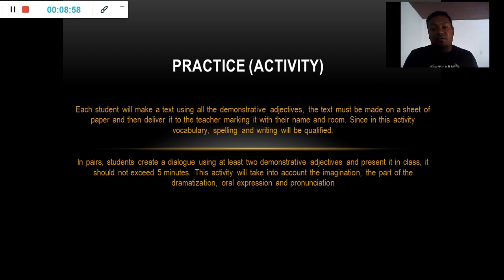This is the same activity as the first activity in lesson plan 1. In the second activity, in pairs the students create a dialogue using at least two demonstrative adjectives and present it in front of the class. In this activity, the teacher will take into account the dramatization, oral expression, and pronunciation. It should not exceed 5 minutes because this practice is 1 hour.